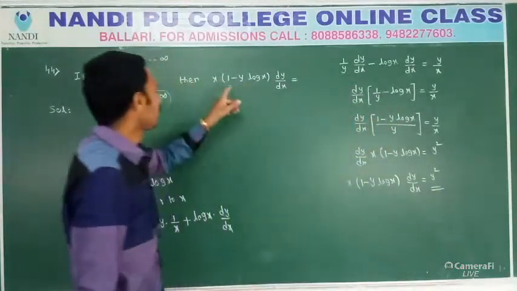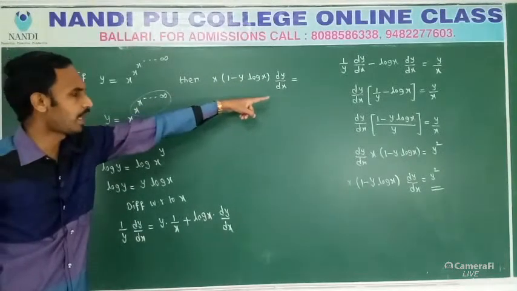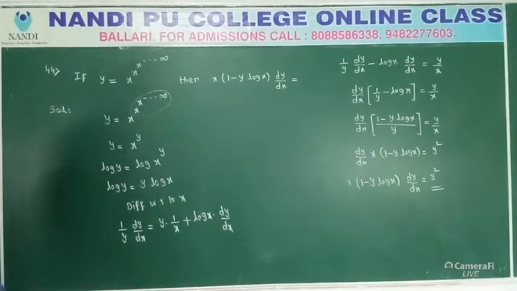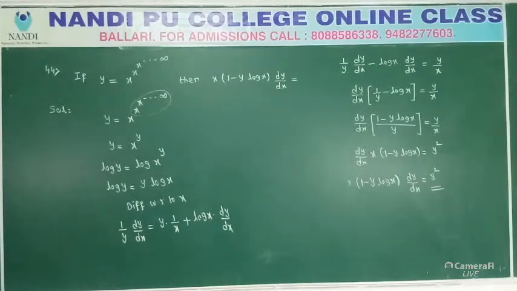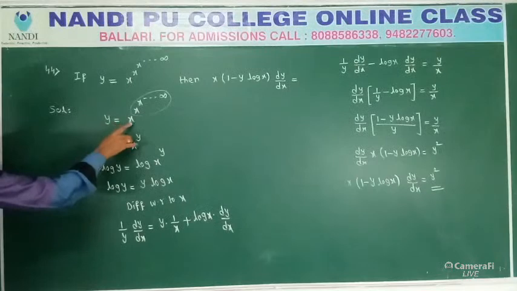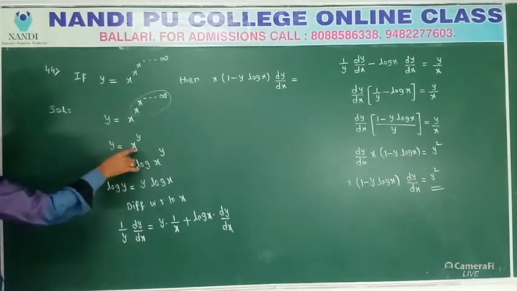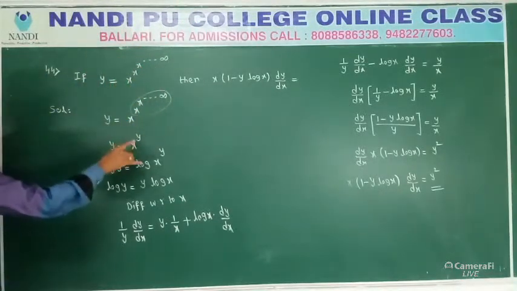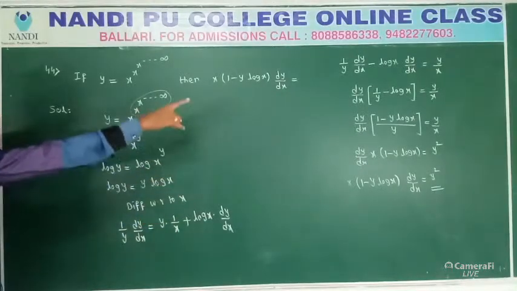So they asked x into 1 minus y log x into dy by dx. The answer is y square. Okay, write it. Y is equal to x power x power and so on infinity. How many x's may be? That is replaced by y. So take log on both sides, differentiate, you will get the answer.